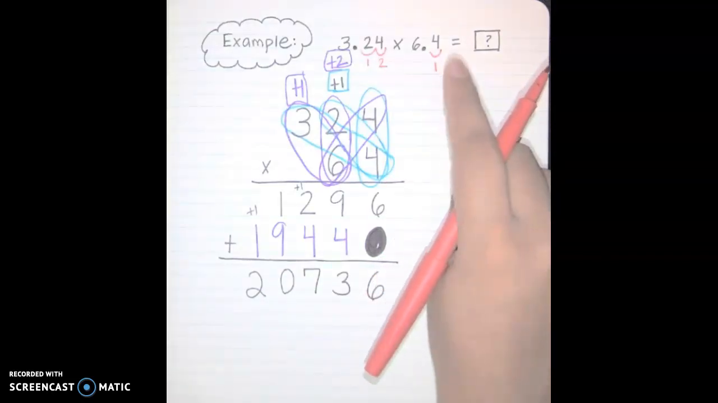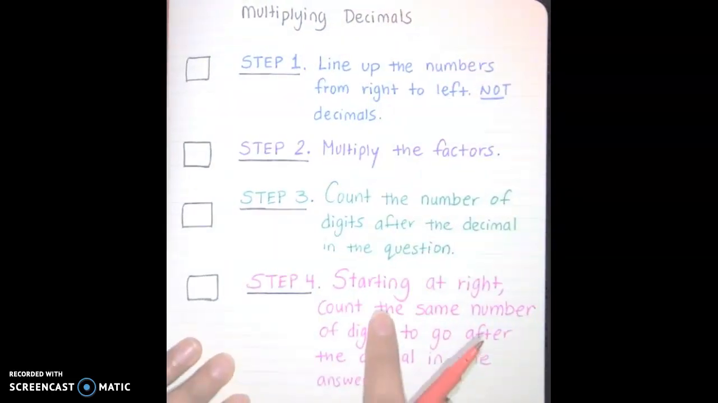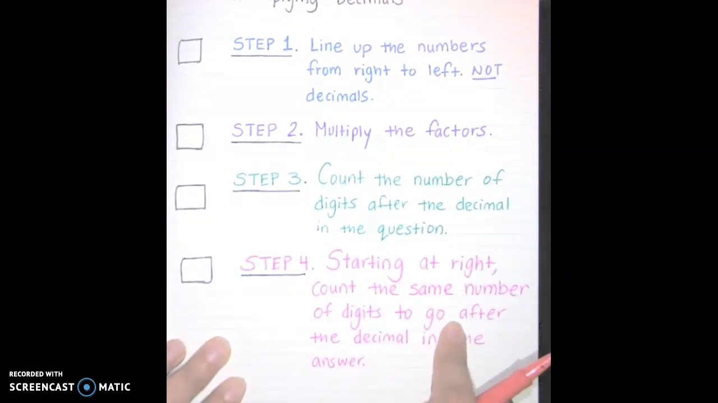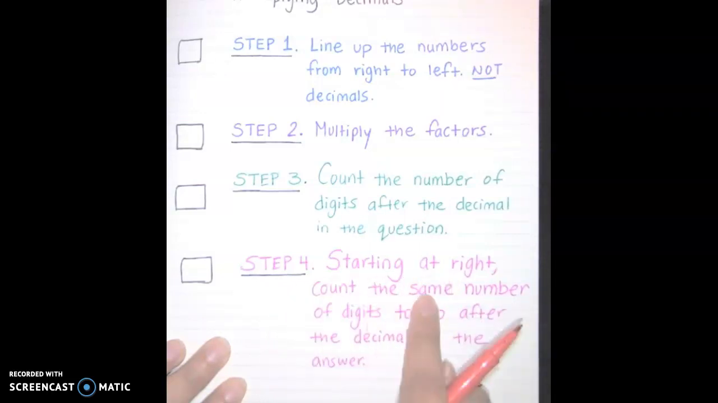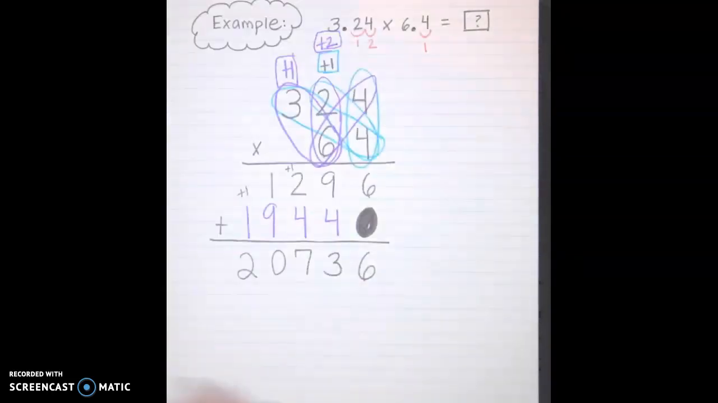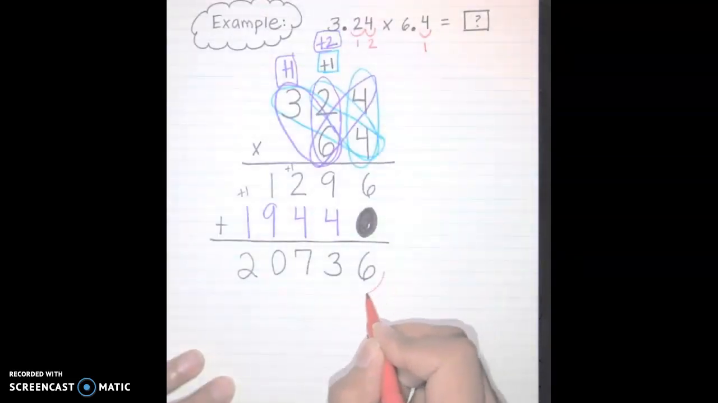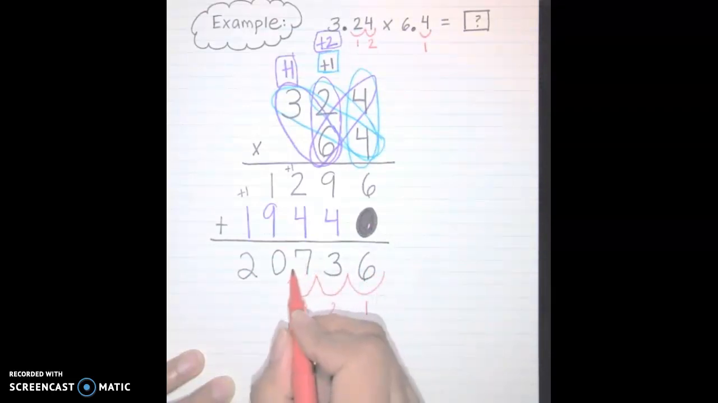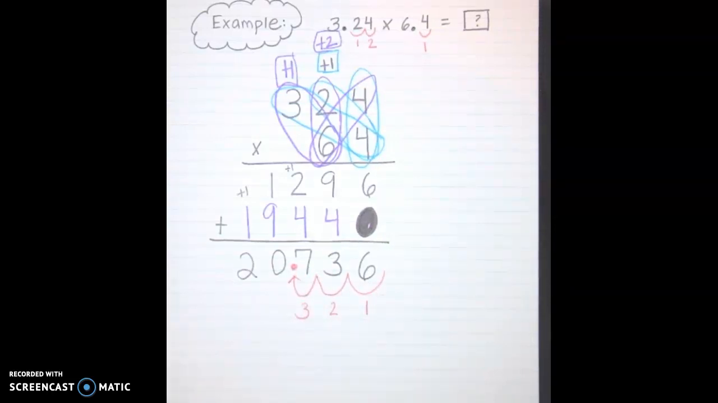That's how many times I will move the decimal point, starting from the right side, to place it in my answer. So that's step number 4: starting at right, count the same number of digits to go after the decimal in the answer. Let's do that. From the right side, I count 1, 2, and 3 spaces. So this is where the decimal point will be placed. And that's how you solve a multiplication problem with decimals.